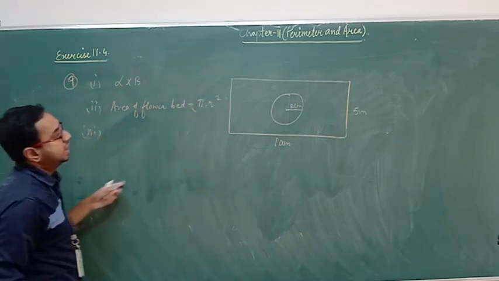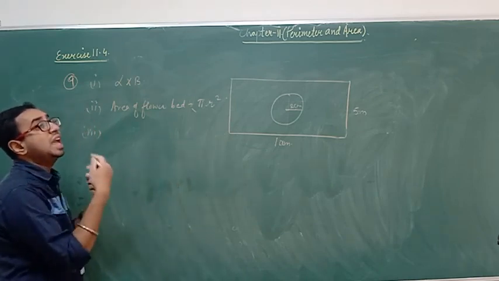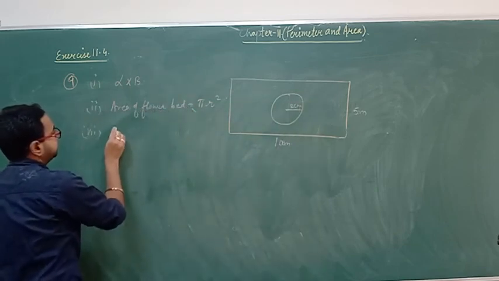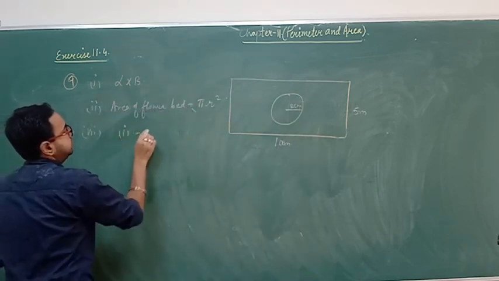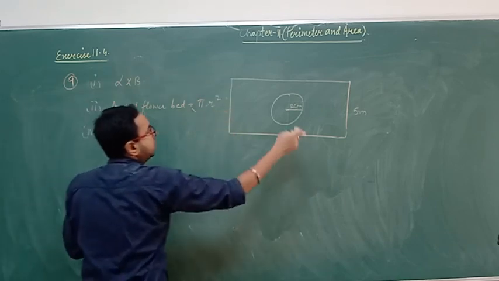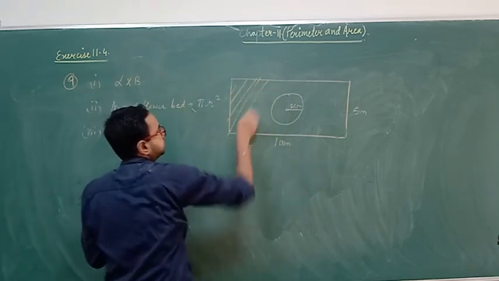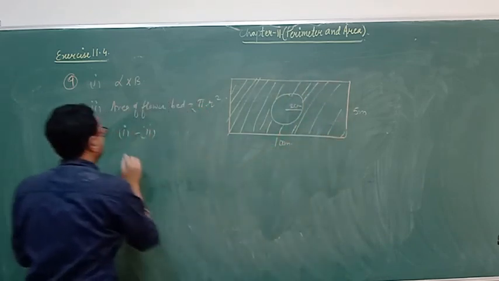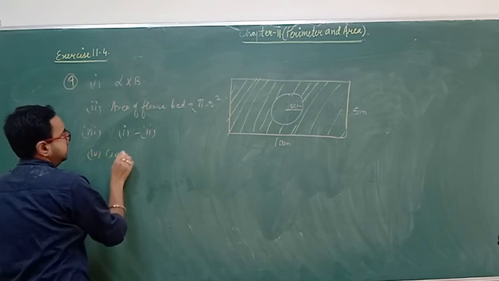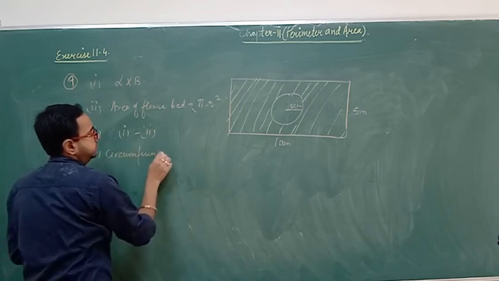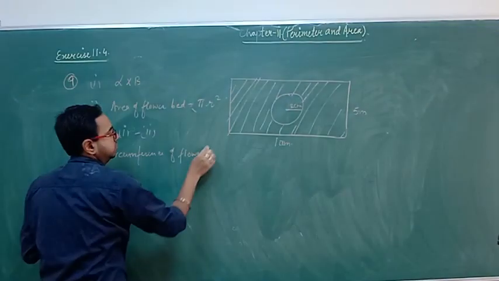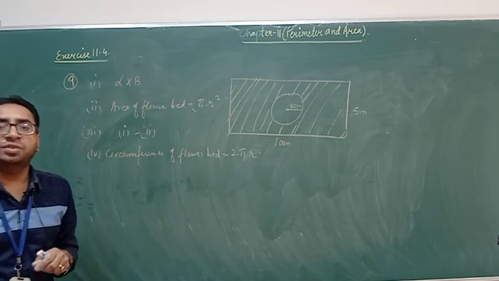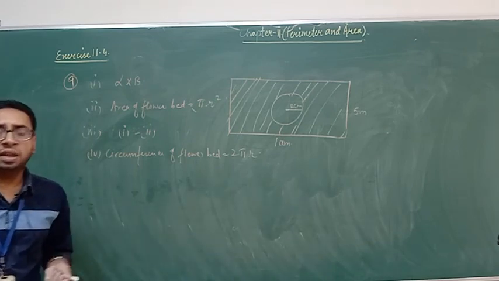Part 3. Then we are having area of lawn excluding the flower bed. It means first minus second. From the complete area we'll subtract this, we'll be getting the area of lawn. Fourth part, circumference of flower bed. Very easy. That is 2 pi r. Any doubt anyone is having with this question? Very easy. Clear? Any doubt?